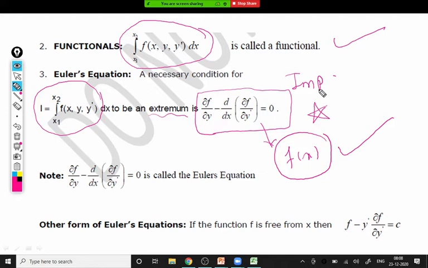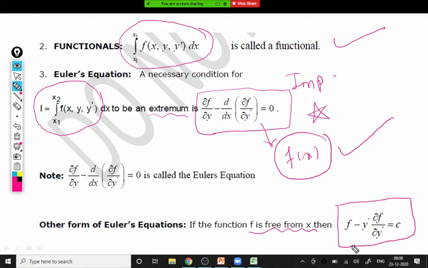There is one more shortcut equation. It is mainly used whenever the given integrand f is free from x, that means f is not depending on x. f is a function of y and y' only, or only y', whatever. But f should not depend on x. Then we can use this equation for simplified calculation. The equation is f minus y' into ∂f/∂y' is equal to constant.